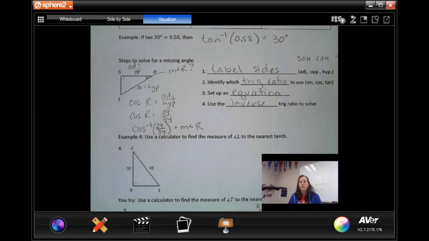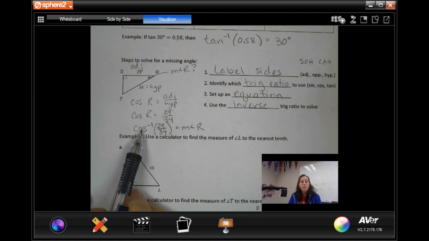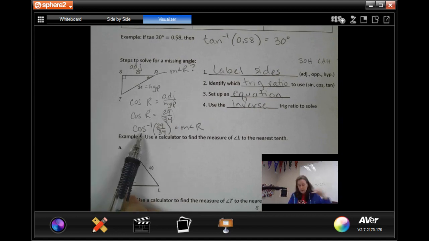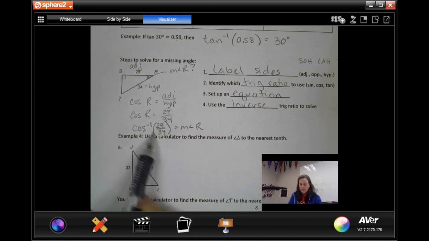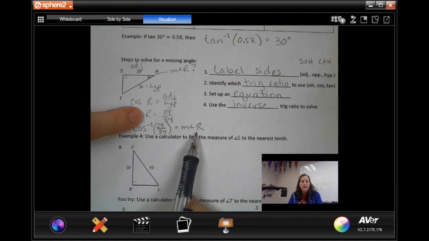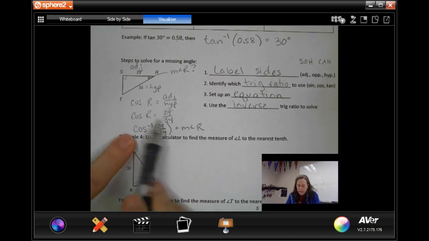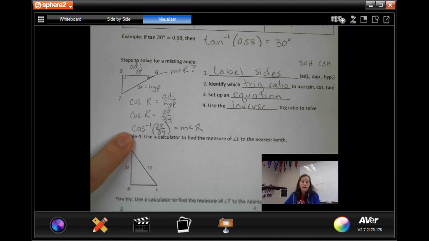So we just flipped this thing inside out. We said, okay, we've got this part. Let's work backwards through the cosine. Let's do the inverse with that piece, and then we'll find out what that angle is. This we just type in our calculator. So I'm going to grab my calculator.